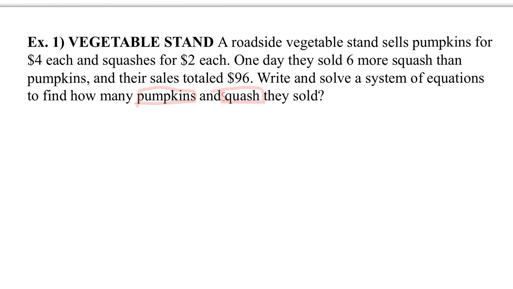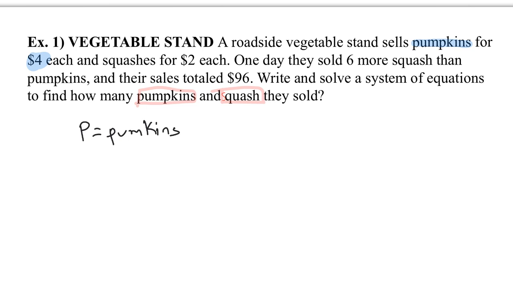When you write a system, you always want to use variables. And the letter doesn't matter. You just choose one that represents something from the word problem and then you go from there. So notice that we are talking about squashes and pumpkins. Let me just highlight pumpkins first. So I'm going to say pumpkins, that's going to be P. So I'm going to write P equals pumpkins here. And I know that pumpkins are $4 each. So let me highlight that so I remember what it is. $4 each.